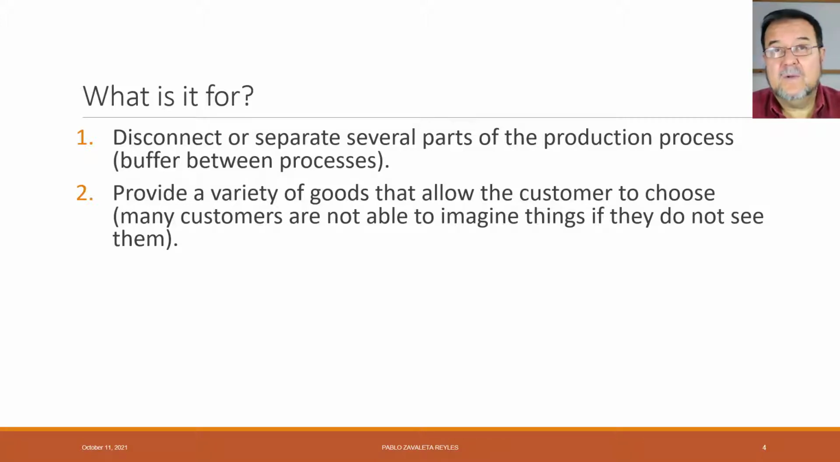So, if you're making shirts, for example, you might want to make them in different colors because not all customers will want only white shirts or only black shirts. Yes, there might be a color that is more in fashion or it's more demanded. But that doesn't mean that all customers want the same. So if you can, you need to offer variety. And to do that, you will need inventories.